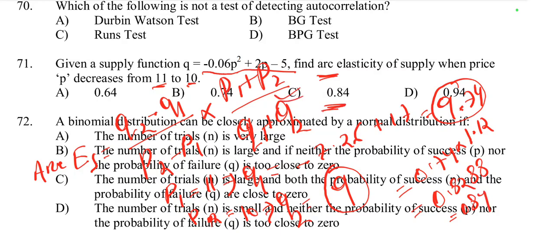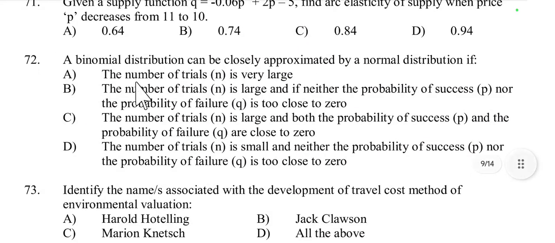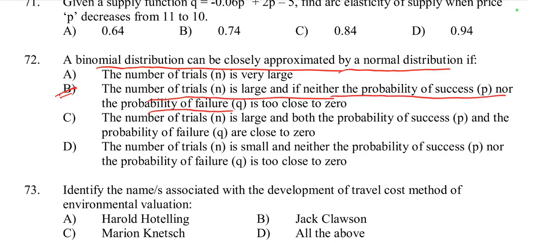So option C is right here. Then question number 72. A binomial distribution can be closely approximated by a normal distribution if the number of trials is large, and if neither the probability of success nor the probability of failure is too close to 0. Yes, this is the answer.